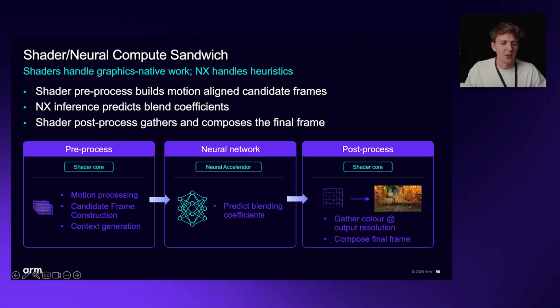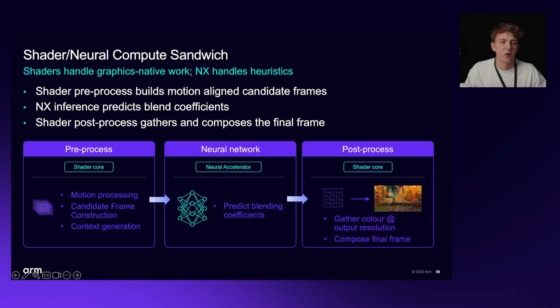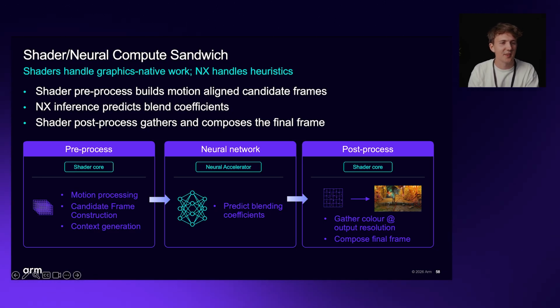The final thing I want to touch on about mobile deployment is something that we call the compute sandwich. So this is how we separate our work with the ARM-NX. This slide brings together the mobile design choices into something that we call a compute sandwich. So on the left, we have our shader core, which handles graphics native work. So motion processing, candidate frame construction, generating the context, all of that is done in shader cores. And these are operations that map naturally quite well to graphics hardware.